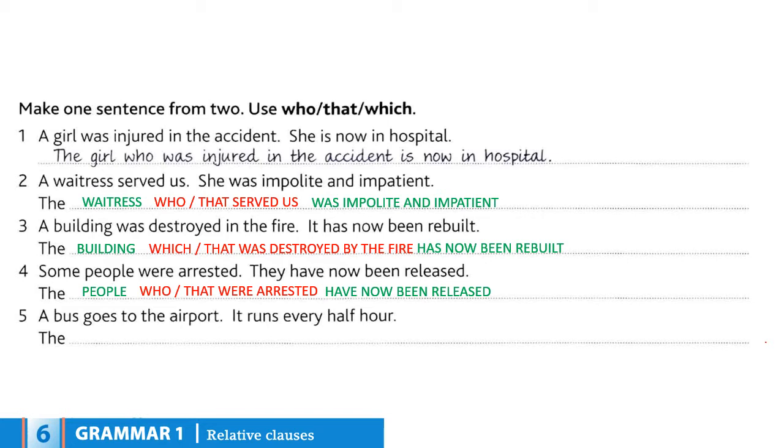And number 5. A bus goes to the airport. It runs every half hour. The bus. What bus are you talking about? I'm talking about the bus which goes to the airport. And what happens then? Okay, runs every half hour.